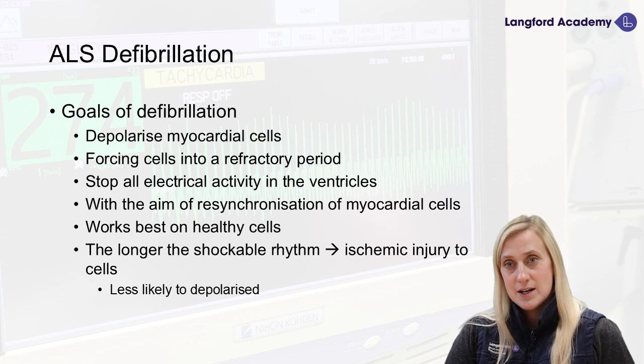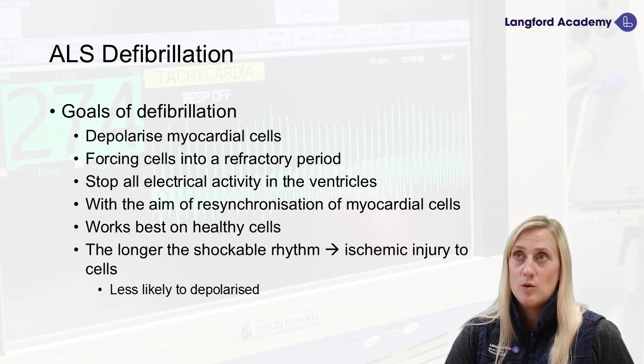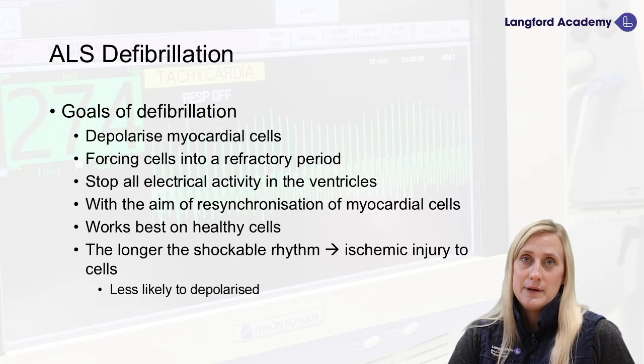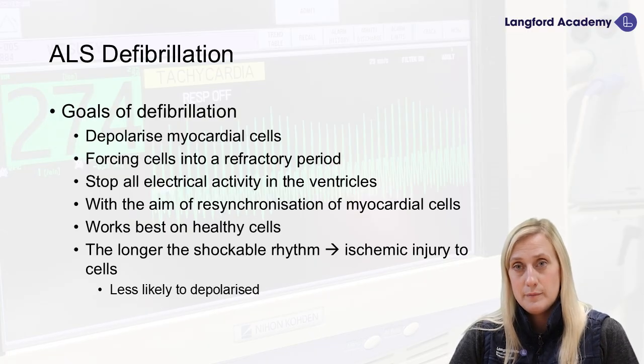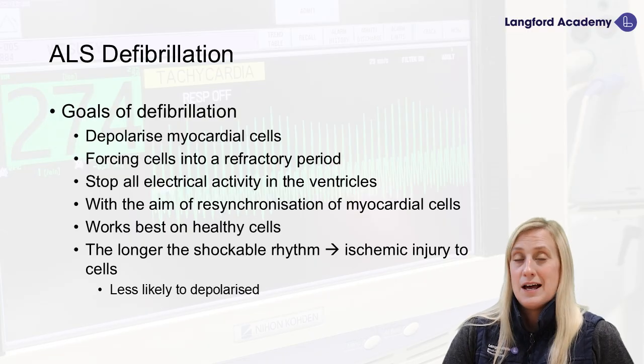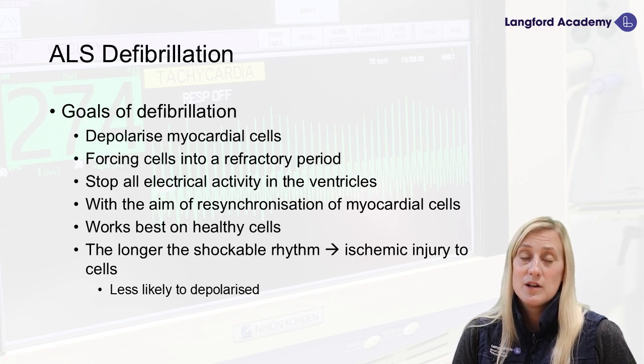The longer they're in this ugly rhythm of, say, pulseless VTAC or ventricular fibrillation, the more ischemic injury there is, so less perfusion getting to those cells, and they're less likely to be depolarized, and it's less likely that we're going to be successful in our defibrillation of these patients. So something to bear in mind is that the goal is basically just to shock those myocardial cells, get them to behave themselves, and maybe get back to doing the jobs they're meant to be doing. But again, the longer they're in those ugly arrhythmias and shock rhythms, the more ischemic injury there is in these patients.